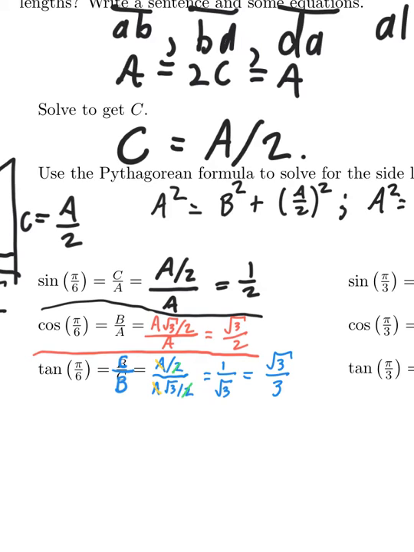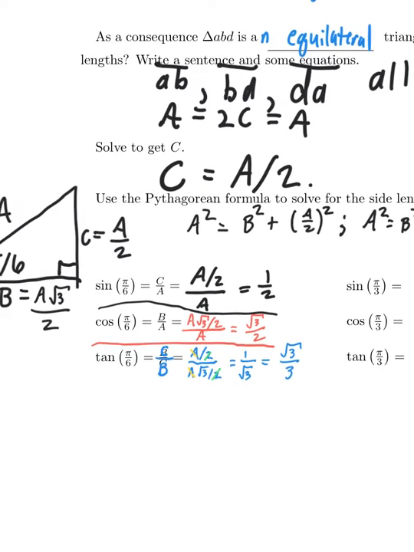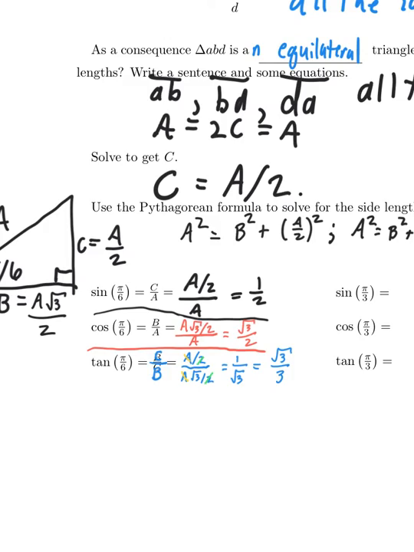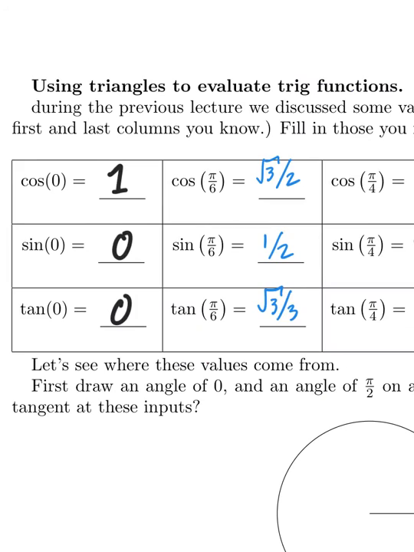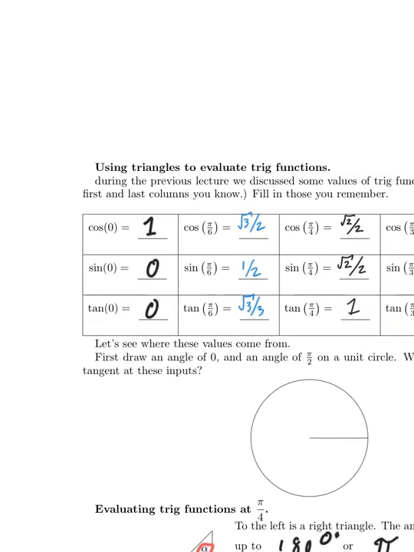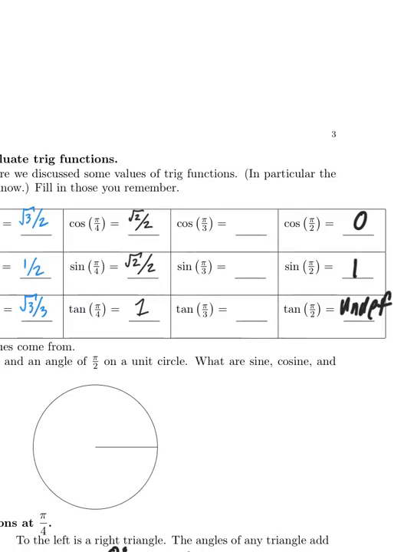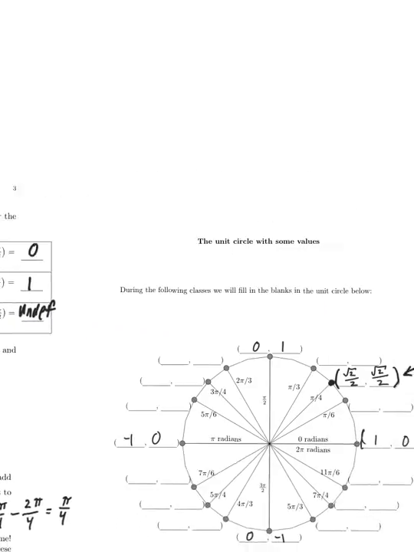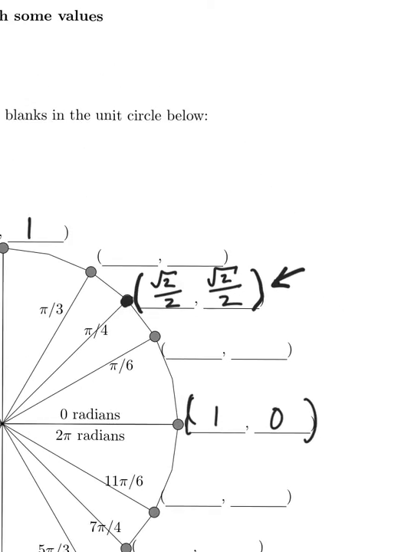Very nice. So let's go ahead and take that information and write it in the unit circle up at the top of this packet. So here we are at the top of the page. The cosine of pi over 6 is root 3 over 2. Sine of pi over 6 is 1 over 2. Tangent of pi over 6 is root 3 over 3. That puts us over here. Root 3 over 3, comma, 1 over 2.